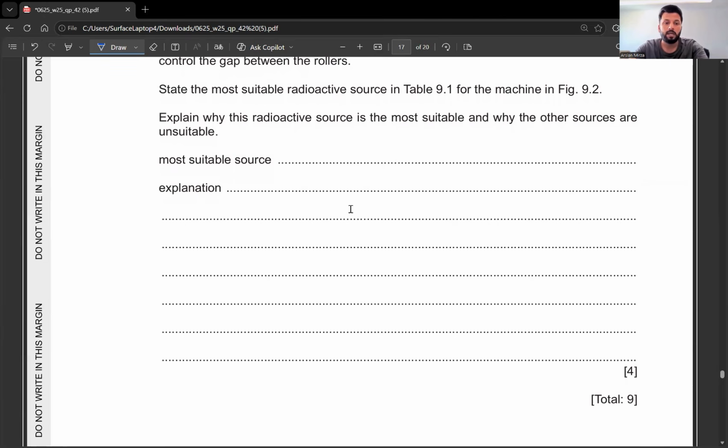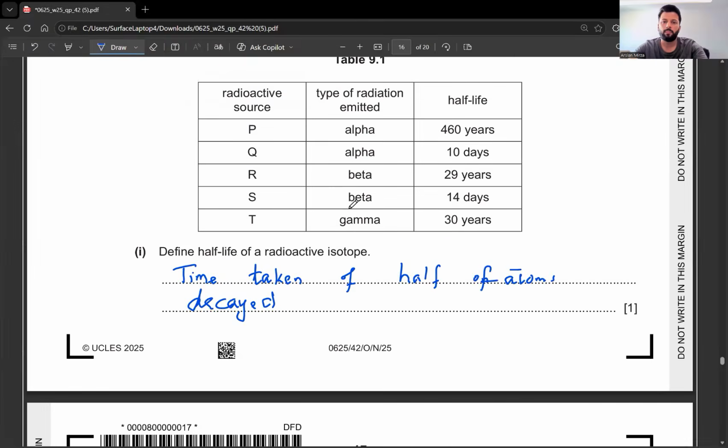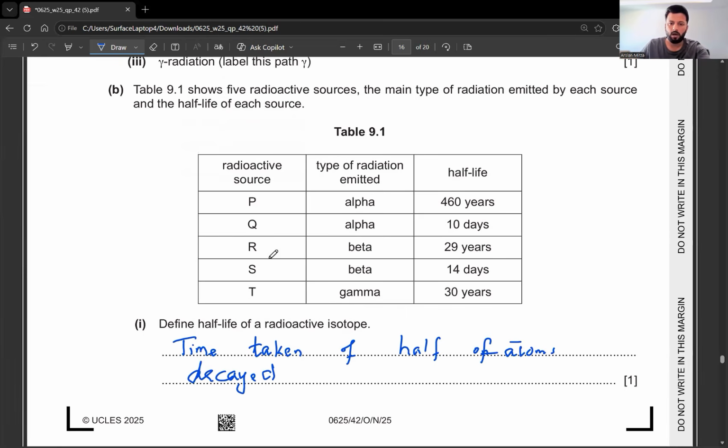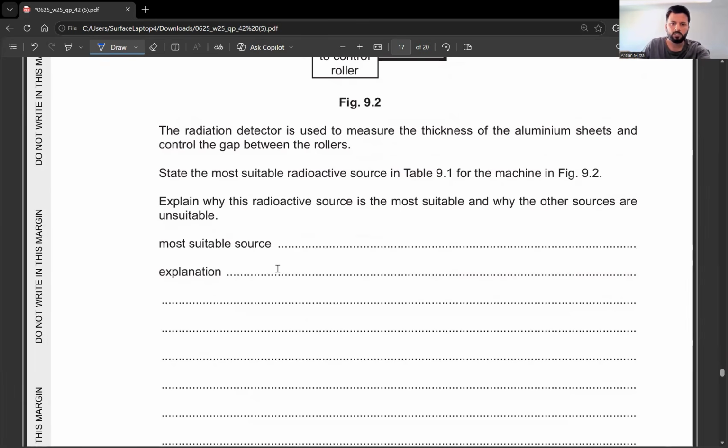If you talk about alpha, beta, and gamma, beta particles are blocked by the aluminum sheet. So beta particles can be used to check the thickness of the aluminum sheet. If you see the graph, beta particles R and S. If you see S, the half-life is very short. So we need to take the longer half-life to check the thickness. So R is the correct answer. More suitable source is R because it has a longer half-life, so its decay will be slow.